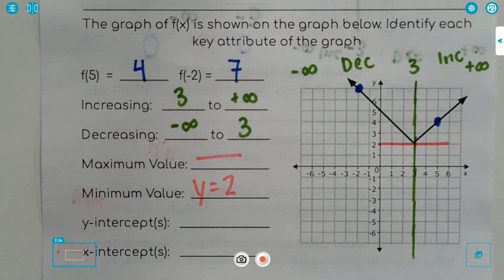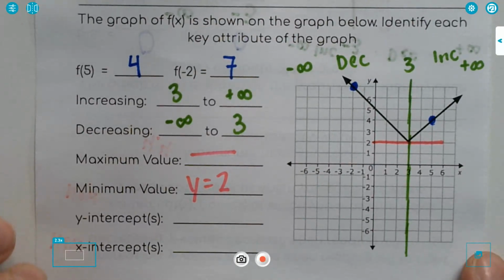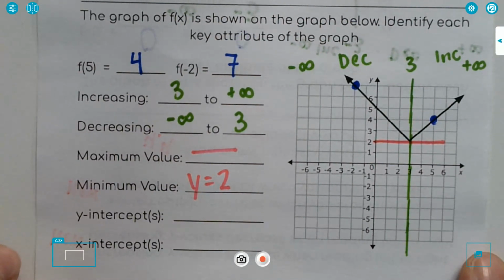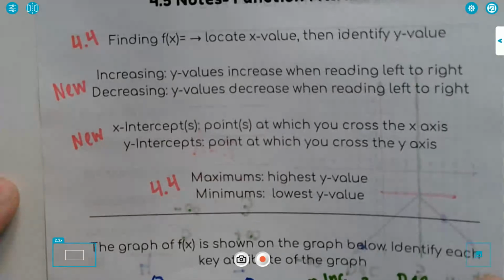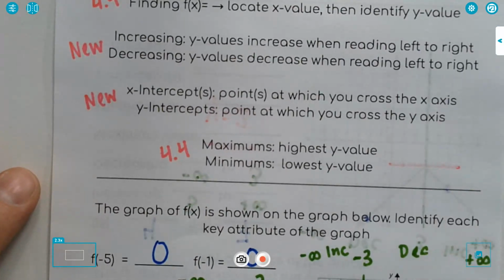Alright, very last thing is x-intercepts and y-intercepts. X-intercepts and y-intercepts are new, but they're super easy if you can remember which one's your x-axis and which one's your y-axis. And they're labeled on your graphs, so they're super easy if you can read. You get one more color of pen, orange. Alright, so x-intercepts and y-intercepts.